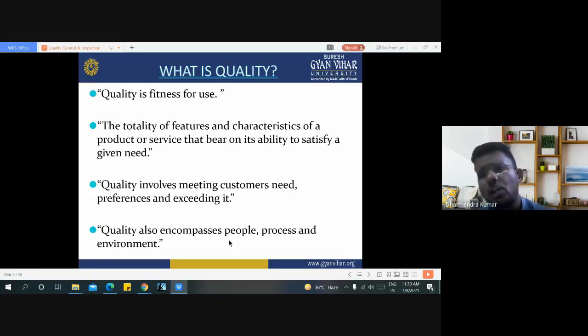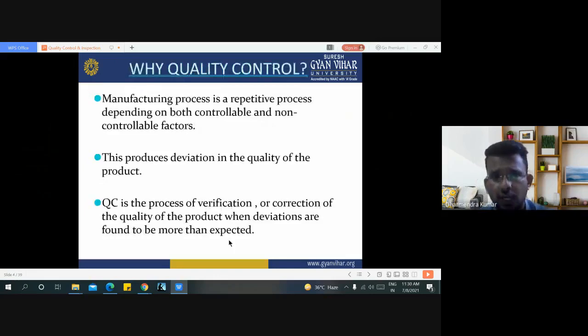Why is quality control needed in any manufacturing unit? Manufacturing is a repetitive process depending on both controllable and non-controllable factors. There are various types of manufacturing systems, like continuous manufacturing systems and batch type manufacturing systems, and types based on the machines used. These depend on both controllable and non-controllable factors.